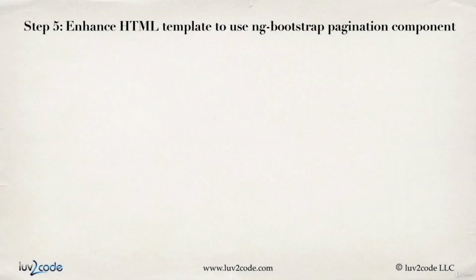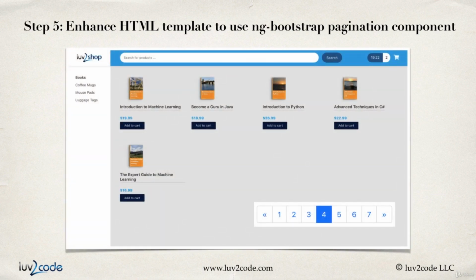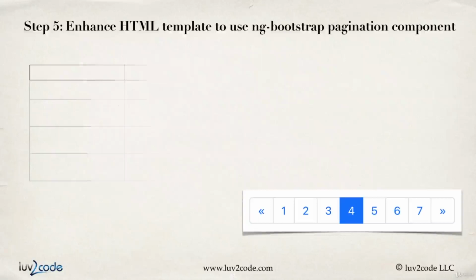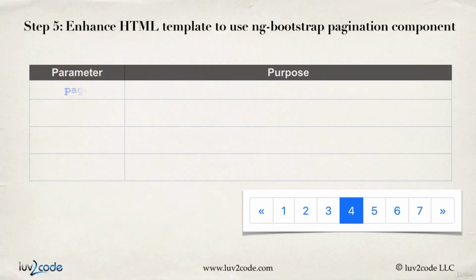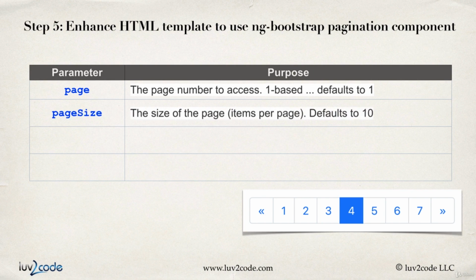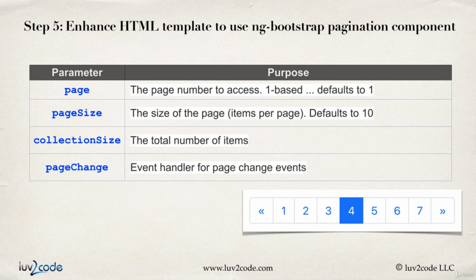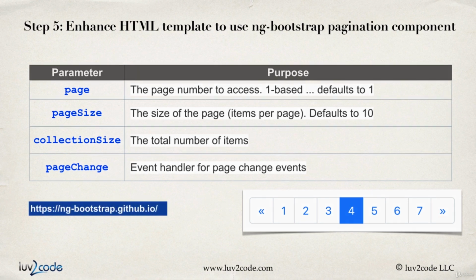Okay, in step 5, we're going to enhance our HTML template to use the ng Bootstrap pagination component. So we'll add support in our template file to actually reference that given component. And recall from a previous video, this pagination component has some parameters, and we'll go through all the details of these parameters, and we'll actually implement them in this video. So you'll see them working firsthand. And you can always get details on these parameters by going to the ng Bootstrap website.